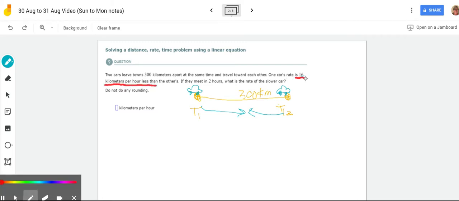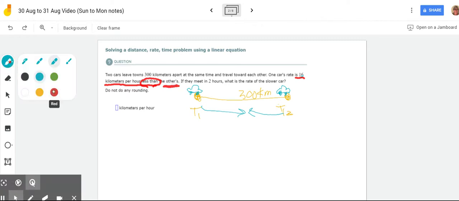Okay, 16 kilometers less than the other. So think about that for a second. What that means is that one is going to be faster and one is going to be slower. Sometimes it's nice for you to decide which one is going to be faster. So let's say car 1 is going to be faster. This one's slower. It doesn't matter. You've got to pick one.